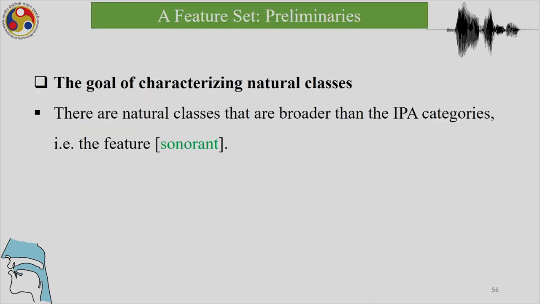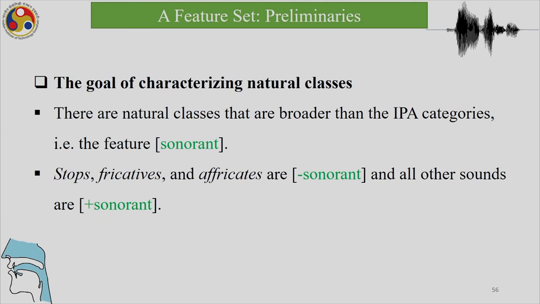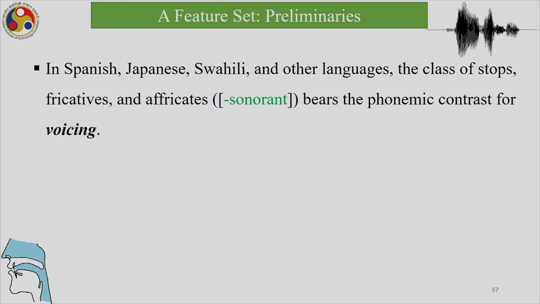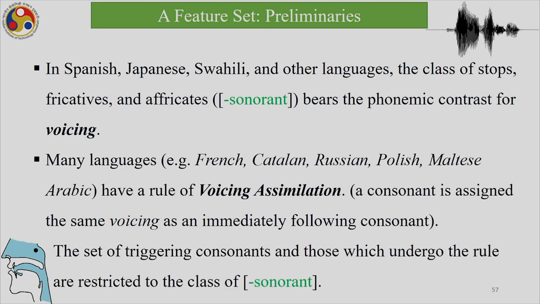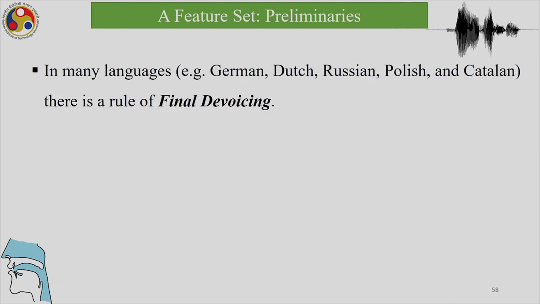The goal of characterizing natural classes is to get classes that are broader than the IPA categories. With the feature sonorant, stops, fricatives and affricates are minus sonorant, and all the other sounds are plus sonorant. In Spanish, Japanese, Swahili and other languages, the class of stops, fricatives and affricates bears the phonemic contrast of voicing. Many languages have a voicing assimilation rule, where a consonant is assigned the same voicing as an immediately following consonant. The set of triggering consonants and those which undergo the rule are restricted to the class of minus sonorant. In many languages, for example German, Dutch, Russian, Polish and Catalan, there's a rule of final devoicing: minus sonorant goes to minus voice at the end of a word.